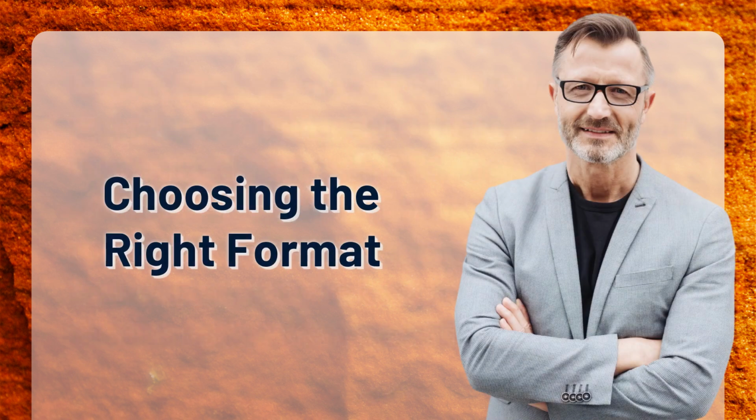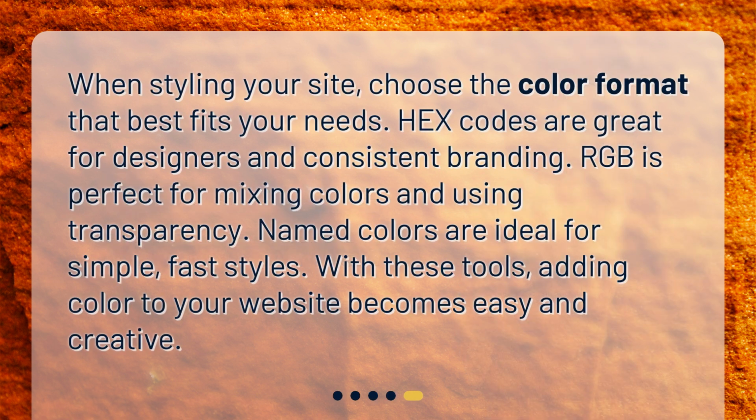Choosing the right format. When styling your site, choose the color format that best fits your needs. Hex codes are great for designers and consistent branding. RGB is perfect for mixing colors and using transparency. Named colors are ideal for simple, fast styles. With these tools, adding color to your website becomes easy and creative.